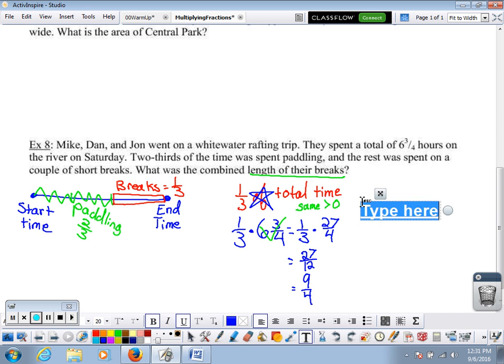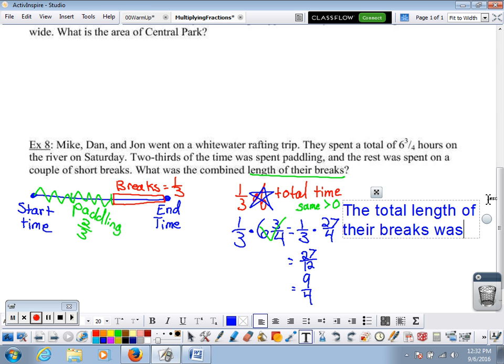Now, what did we say about story problems? What do we have to do? 2 things we have to do. What's one of them? Yeah, you. Okay? I'm talking once we have our final solution. Okay, what do we have to do? We need to simplify. What else? We're going to need to make it a mixed number. And what else? Write a complete sentence. Okay, so we can say the total length of their breaks was. Then I've got to take that 9/4 and I need to turn it into a mixed number. Okay, and what's that mixed number going to be? 9/4. Go ahead. Very good. 2 and 1/4. So we can say 2 and 1/4 hours. Okay?